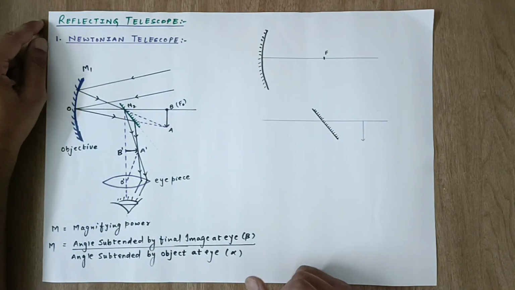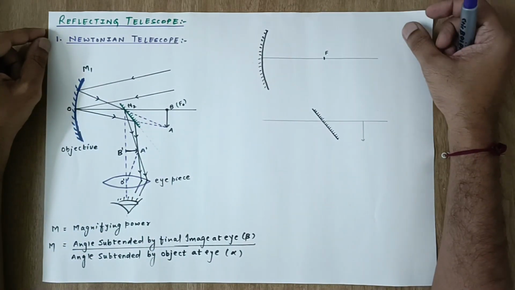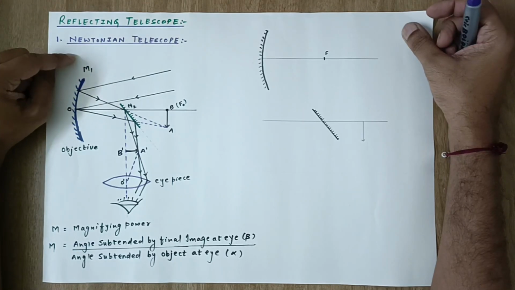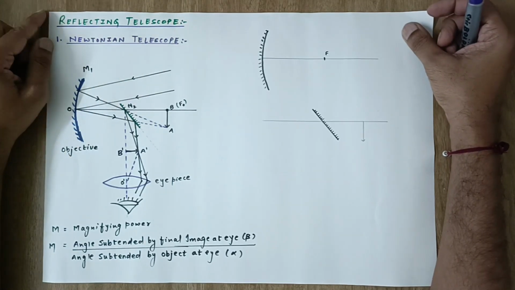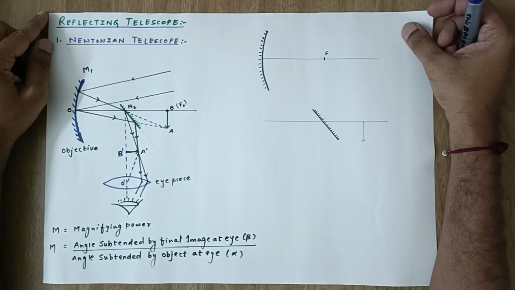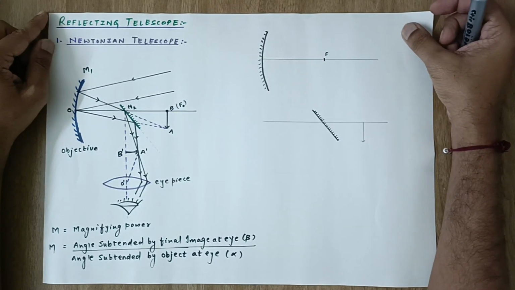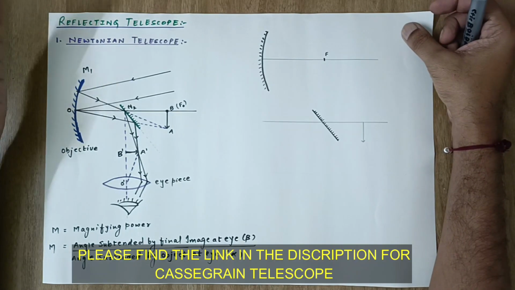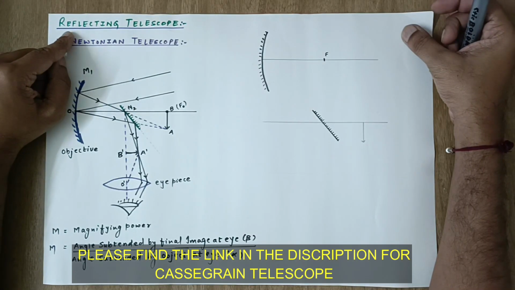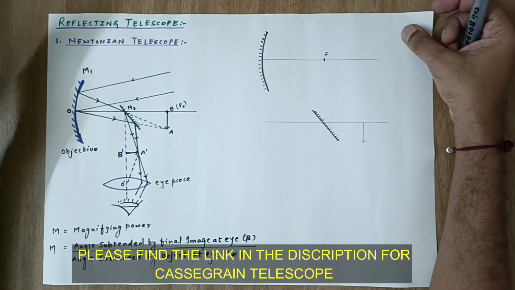In this video I'm going to take up reflecting telescopes. Reflecting telescopes are of two types, the Newtonian telescope and the Cassegrain telescope. The Cassegrain telescope video is already made and you can find the link in the description. So the first question is, why do we use reflecting telescopes? The answer is very easy.